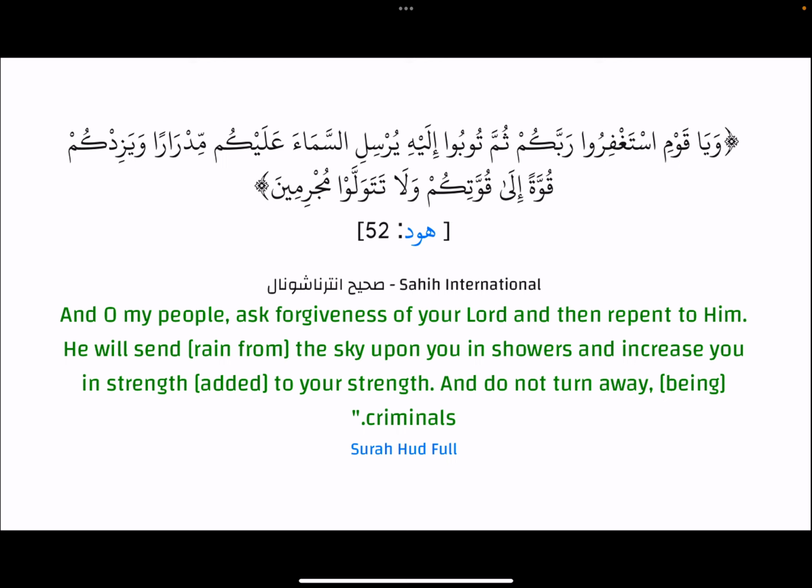And O my people, ask forgiveness of your Lord and then repent to Him. He will send rain from the sky upon you in showers and increase you in strength added to your strength, and do not turn away as criminals.